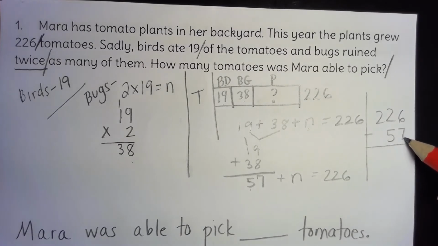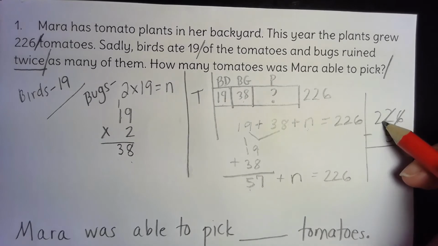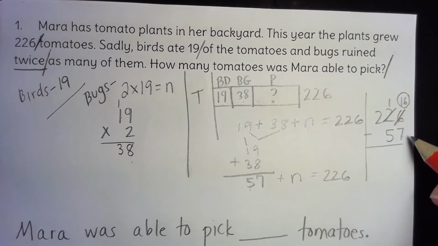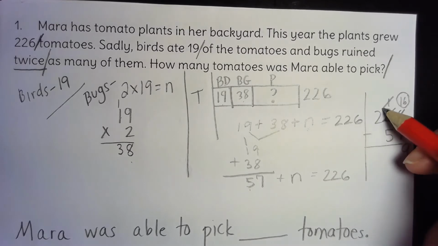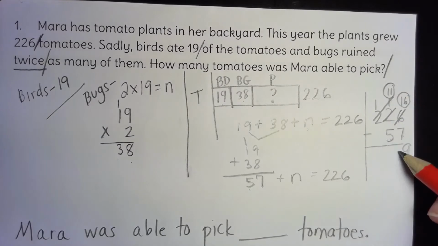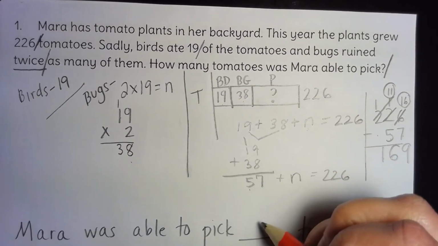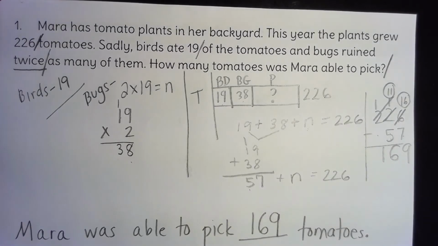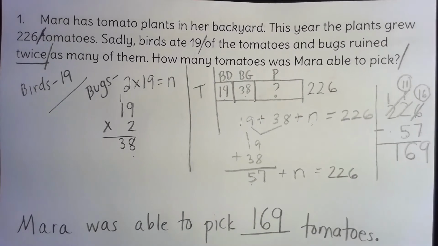So 6 minus 7 I can't do, slash, slash. The 2 becomes a 1, the 6 becomes 16. 16 minus 7 is 9. 1 minus 5 I can't do, slash, slash. The 2 becomes a 1, the 1 becomes an 11. 11 minus 5 is 6. 1 minus 0 is 1. So Mara was able to pick 169 tomatoes. Okie dokie artichokes? Okay, moving on.